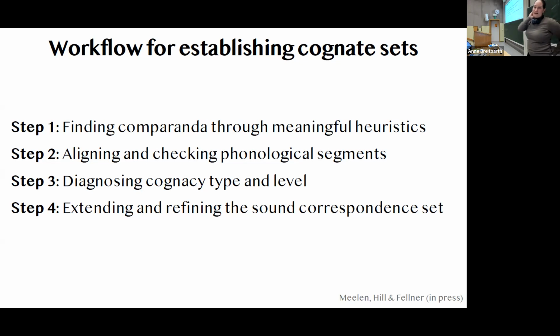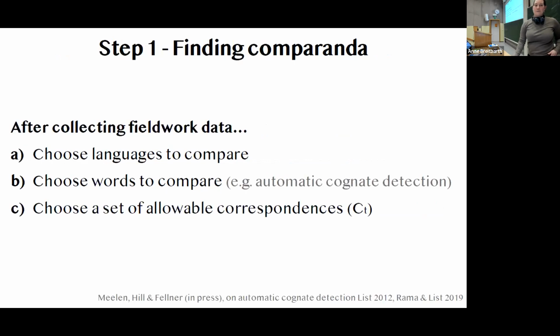First, defining cognacy through meaningful heuristics. Then aligning and checking phonological segments. Then diagnosing cognate type and level, and this is slightly new. There have been some people like George Hawken and some others who've looked at the first steps. And then 4, basically, you feed that back into your system and you extend and refine the sound correspondences.